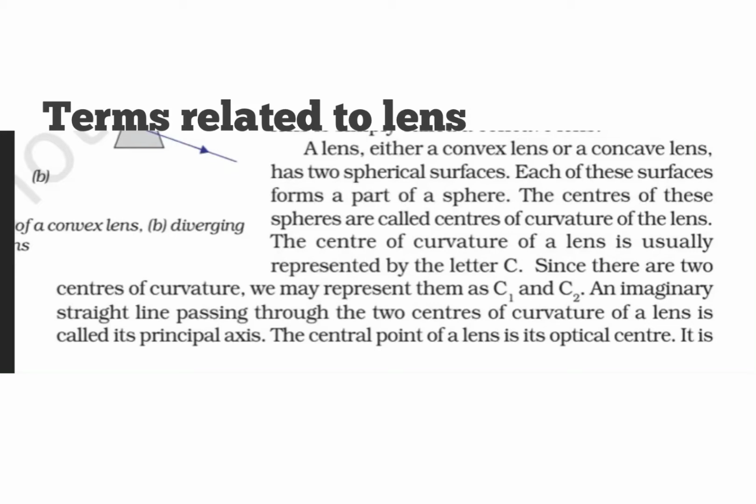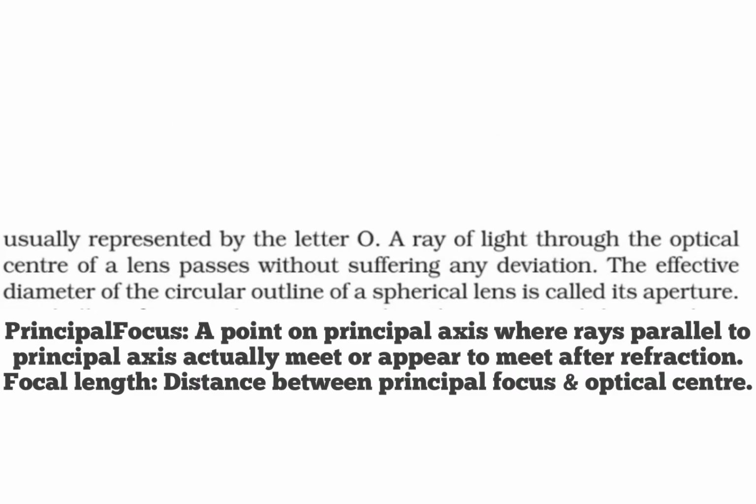An imaginary line passing through the two centers of curvature of the lens, that is C1 and C2, is called the principal axis. The center point of a lens is called the optical center and it is denoted by O, whereas for mirrors it was called the pole and it was denoted by P. Here it is denoted by O. Next is aperture. The diameter of the refracting surface of the lens is called its aperture, but we can't show it in the diagram since it appears on the outer part.